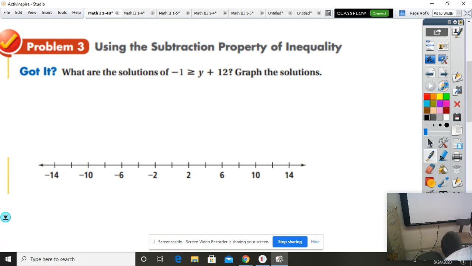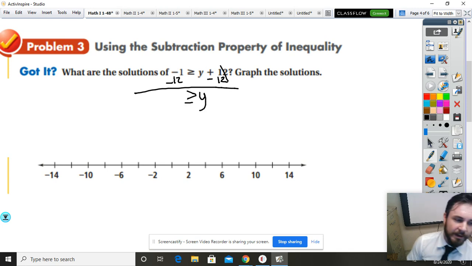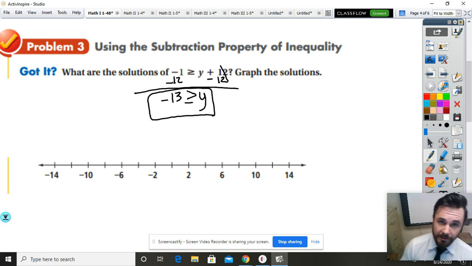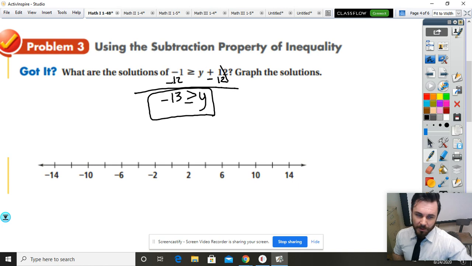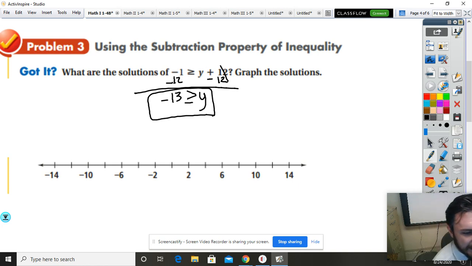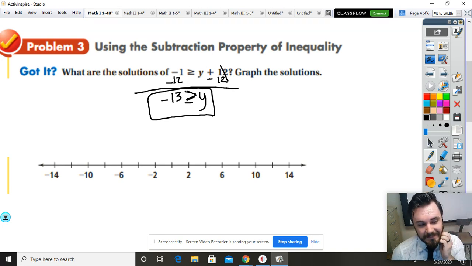Solving for y, got to get rid of positive 12, so we subtract 12 from the other side. Inequality does not change direction at all. I still have y on this side. Here I have negative 12 minus 1 or negative 13. You can leave your answer like that. If you like to write it where y or your unknown is first, you can. Just remember the inequality stays the same direction. It's always trying to eat negative 13.